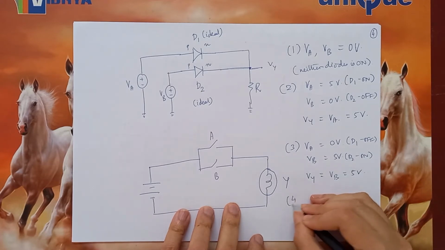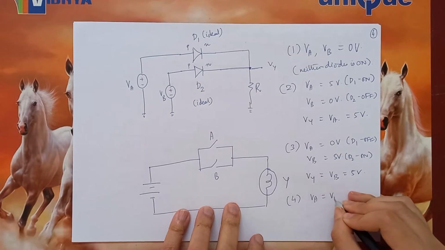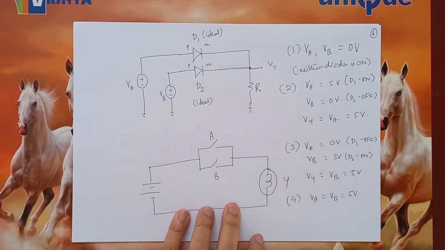Now comes the interesting one, where both VA and VB are 5 volts. In this case, what is going to happen?